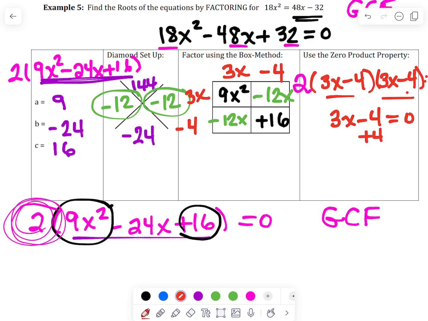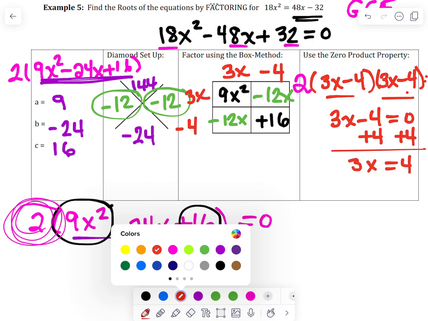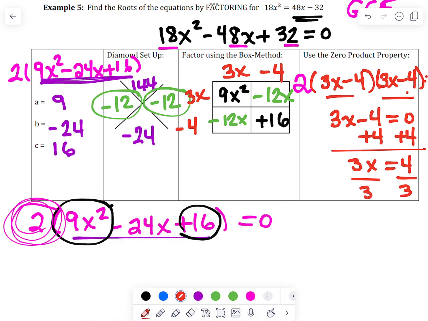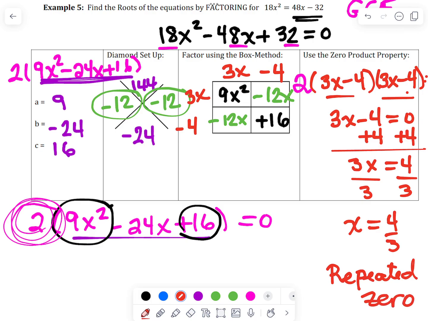I add 4 to both sides. 3x equals 4. And then divide both sides by 3. So x is 4/3. And then you just say that it is a repeated zero because you'll get the same for both of those factors. Again, that 2 outside here does not have the variable x, so it's not going to produce a zero there.